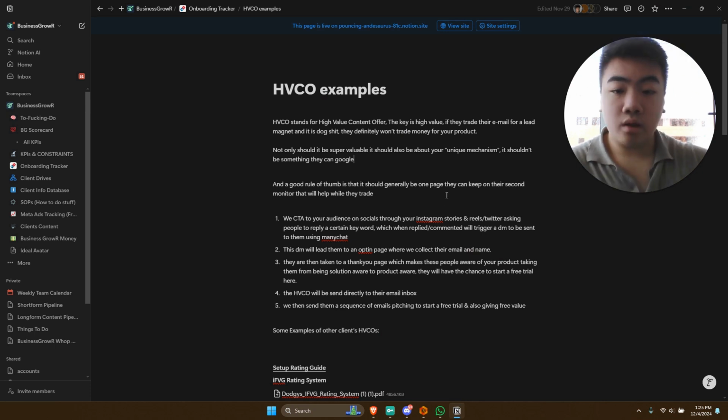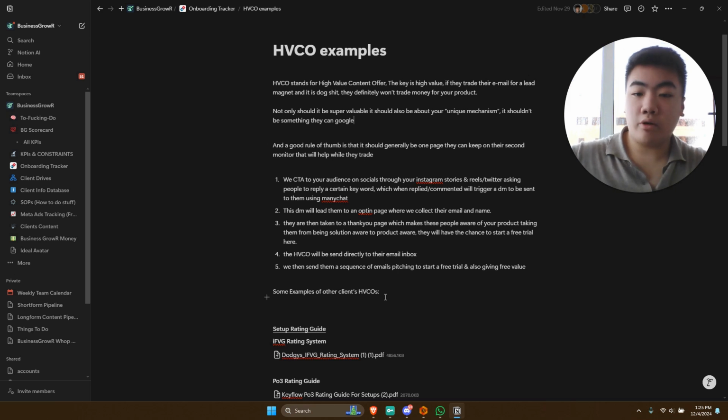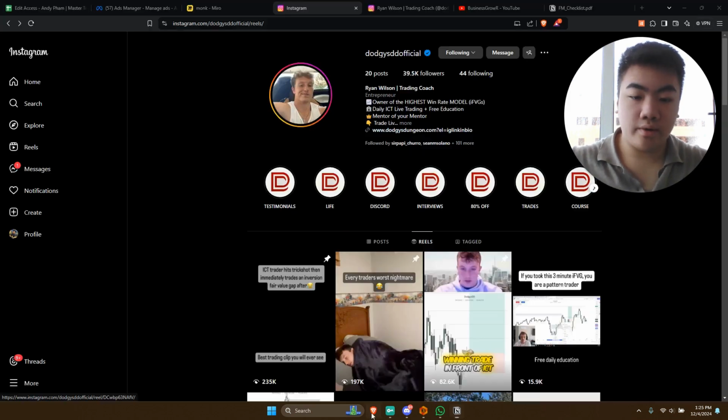All right. And for HVCOs, it's a good rule of thumb that it should generally be one page that they can keep on their second monitor. That will be super helpful while they trade.